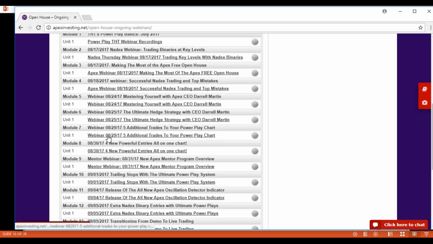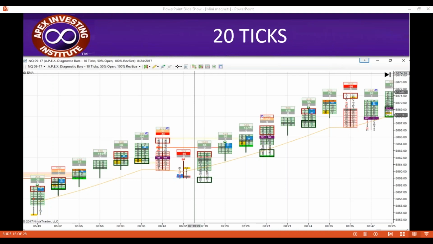Right here, 8/29/17, 5 additional trades to your power play chart. The very next day, 4 new powerful entries. Those 2 webinars we talk about slings, elevators, power slings, 9 new trade setups for the chart. So if anybody's not sure what those are, you're missing out on half the trades going on. So definitely go through and catch up on these webinars. That's why I have them all right there for you. And that's why we have them all on the calendar so you know they're coming up as well, okay? So take a look at those, because there's tons of stuff there for you, okay?